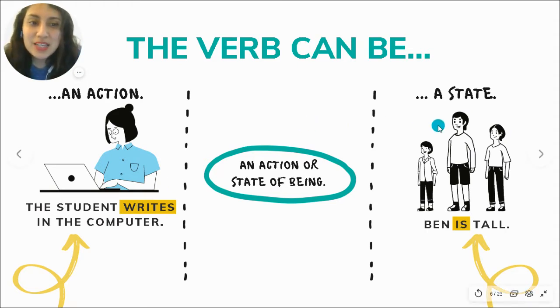And in this case, we have another example that says, Ben is tall. Here, Ben is the subject, is is the verb, and then we have the rest of the predicate. In this case, is a state of being because Ben is doing nothing. The verb is just describing him or his existence.